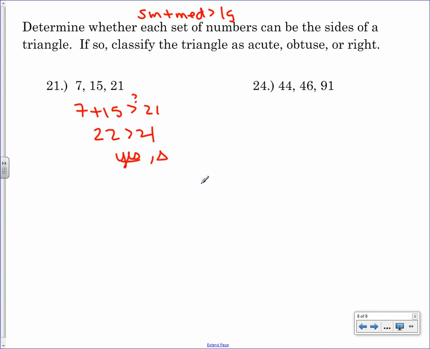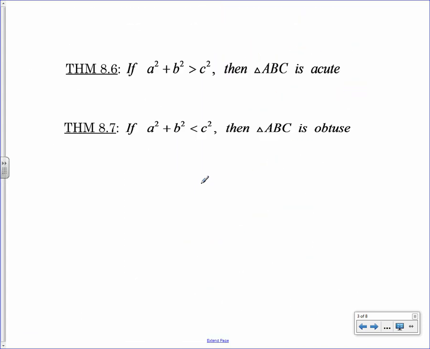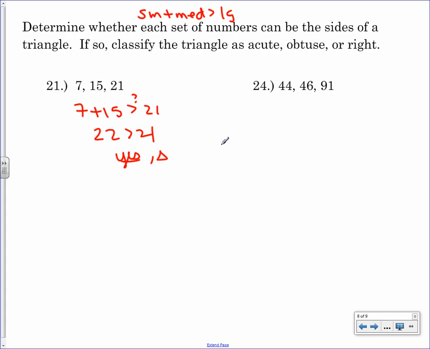Okay, that's question 1. Question 2, is it acute, obtuse, or right? So if you go back to the beginning of our note here, we're going to say a squared plus b squared. If it's bigger than c squared, it's acute. If it's less than c squared, it's obtuse. What if it equals c squared? What kind of triangle would that be? The right triangle, fit the Pythagorean theorem, right? So even though this may not be a right triangle, c is still your biggest side here. So I'm going to say the 21 has to be the c squared, right? So I'm going to see if 7 squared plus 15 squared is, I don't know, 21 squared. I don't know if it's bigger, smaller, equal, I'm not sure.